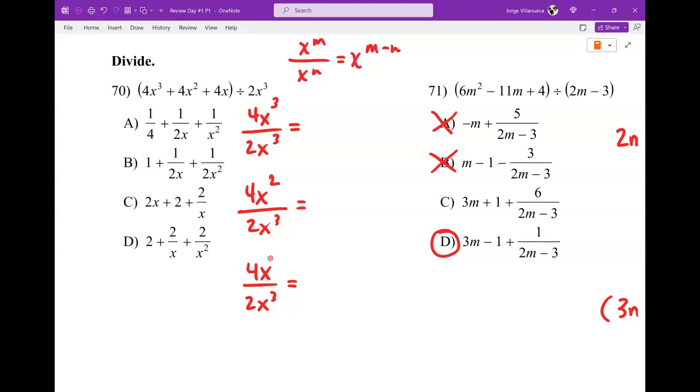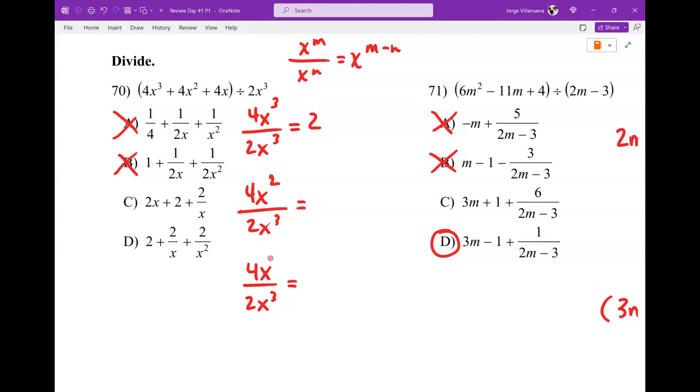M minus n. So 4 divided by 2 is 2. X cubed divided by x cubed cancels. So that's just 2. So notice, I'm going to get rid of A and B because only C and D have a single 2. All right. So it's either going to be C or D.